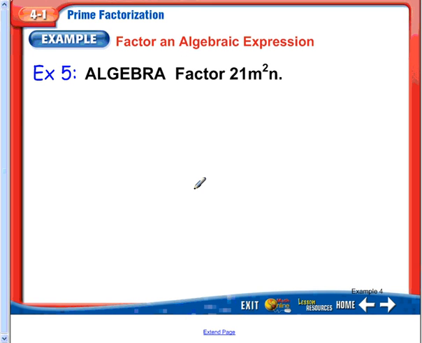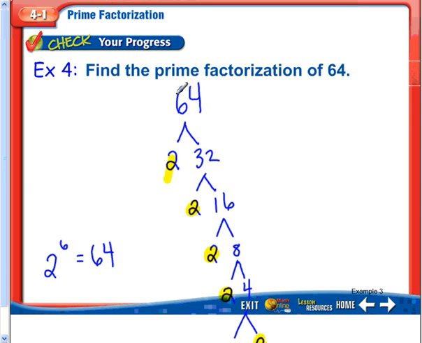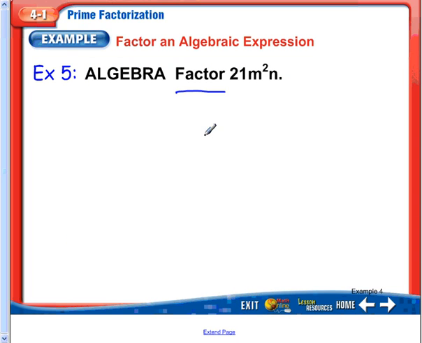In example number 5, we're going to factor 21 times m squared times n. Notice the difference between the word factor and prime factorization. When it asks us to find the prime factorization, we're going to combine all of our factors and write them using exponents, like 2 to the 6th. When it says to factor a problem, I want to break it apart into all of its individual factors. So 21 times m squared times n.